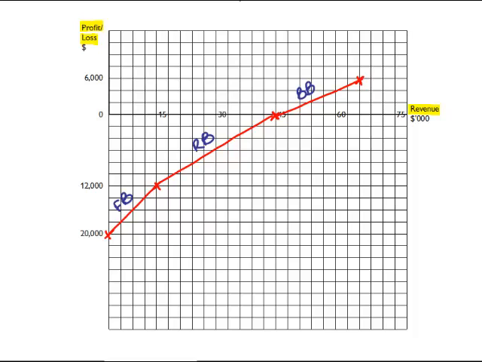Now, one other thing that we can do with this graph is we can show the multi-product break-even point. If we draw a line between the two ends of this graph, where it crosses the axes is actually the multi-product break-even point. And that should be at cumulative revenue of $50,000, and we calculated this earlier on.